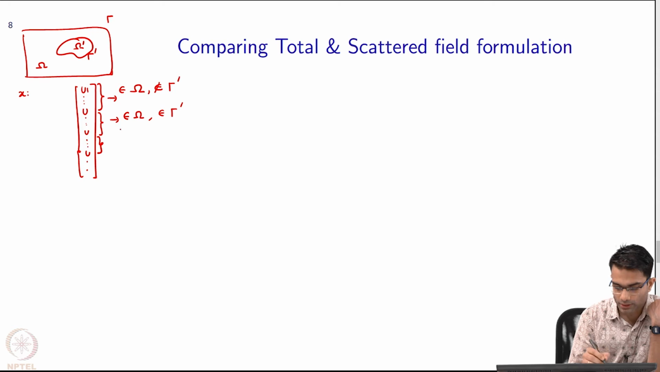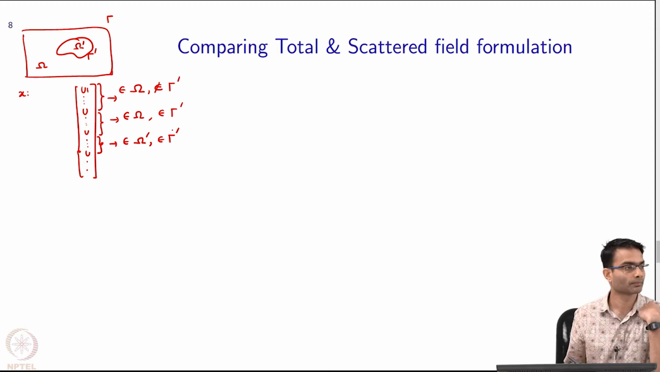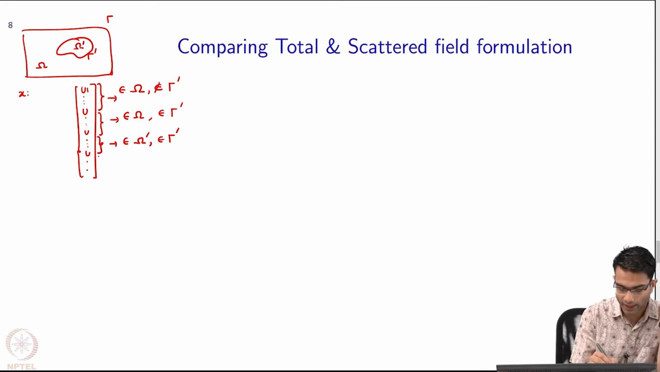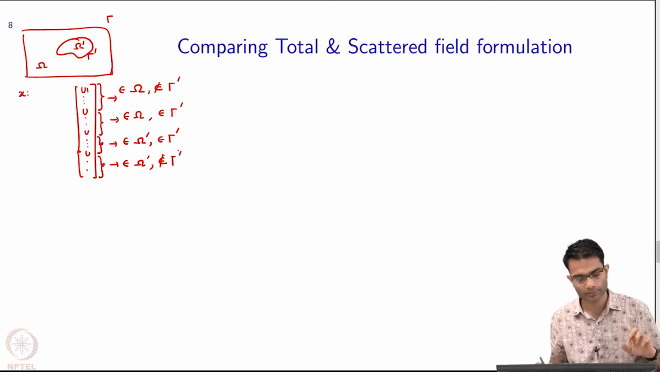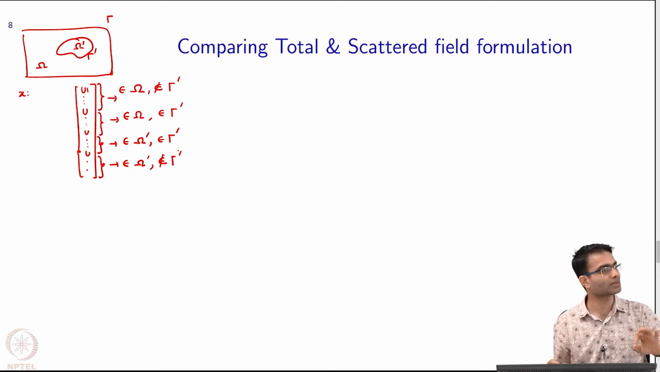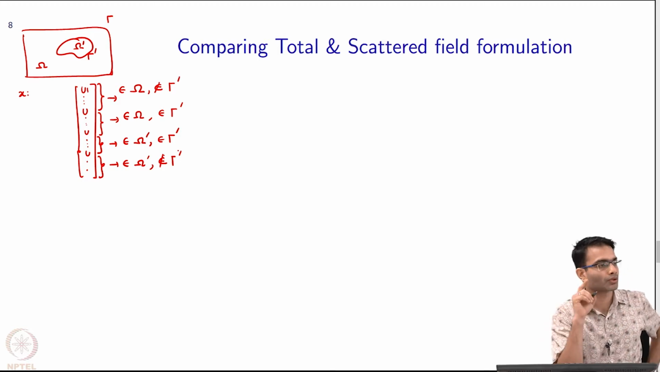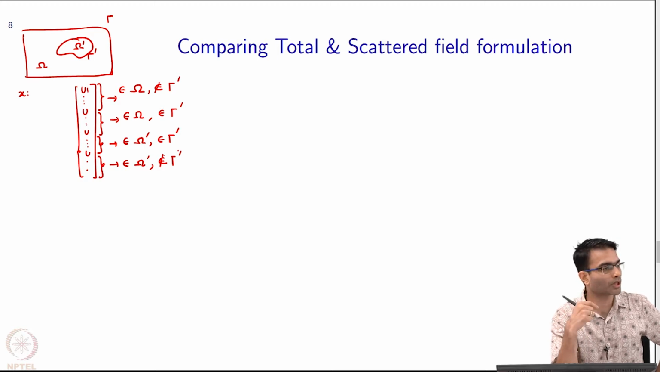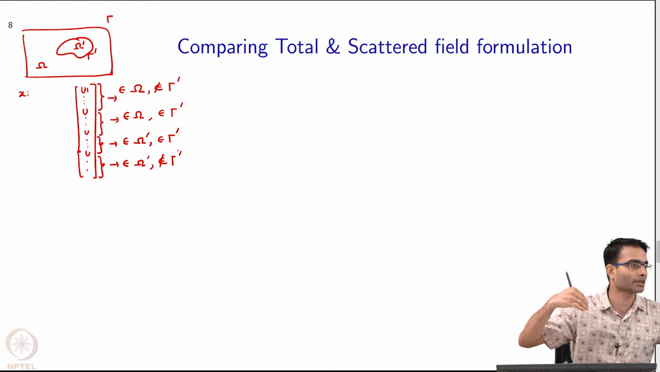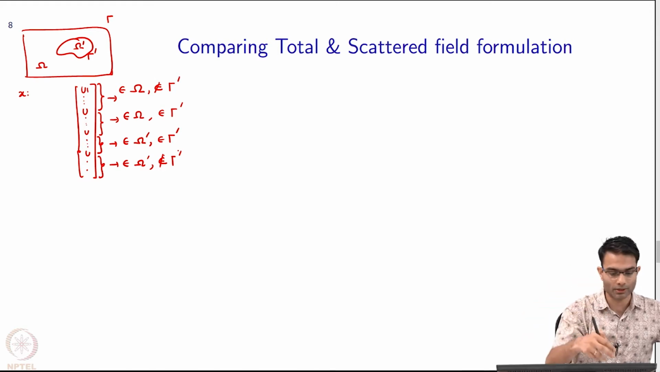Now what about the third set? The third set I am going to say belongs to omega dash and belongs to gamma prime. So which edges will come over here? The same edges as the second set. We are talking about these u's being the edges, and the final set belongs to omega prime and does not belong to gamma prime. So these are the ones that are purely inside the object. Now it seems that I have counted the gamma prime edges 2 times, but that's all right, because in one case the edges are representing the total field, in the other case the scattered field. There is also a relation between the u's of the second set and the u's of the third set. They differ by the incident field, right.